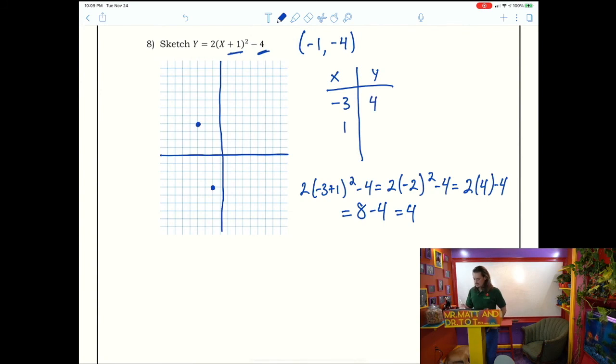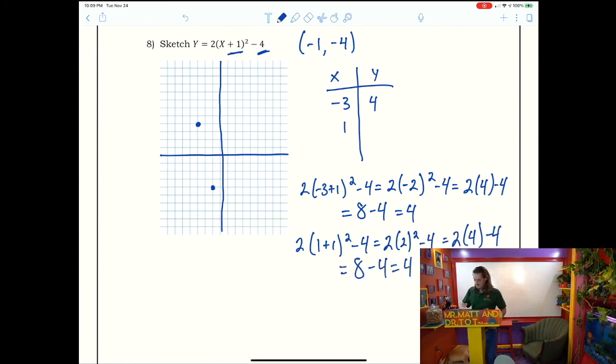And now let's test positive 1. So I'm going to get 2 times 1 plus 1 squared minus 4. That's going to be 2 times 2 squared minus 4, or 2 times 4 minus 4, or 8 minus 4, which is 4 as well. So when x is equal to positive 1, y is equal to positive 4. Now we have our 3 points, and we can sketch out a graph that'll look something like this.